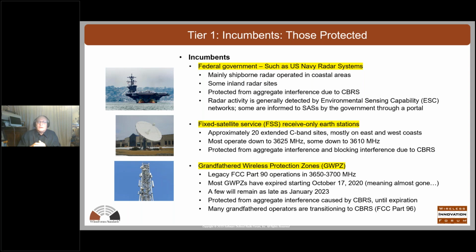Those operators have general protections which the SASs will protect. There are not many left. About maybe 15 or 20% of those licenses are still operating and will be operating into some part of the late next year in 2023. But after that point, there will no longer be any grandfathered wireless protection zones, and that issue will go away. Next slide, please.